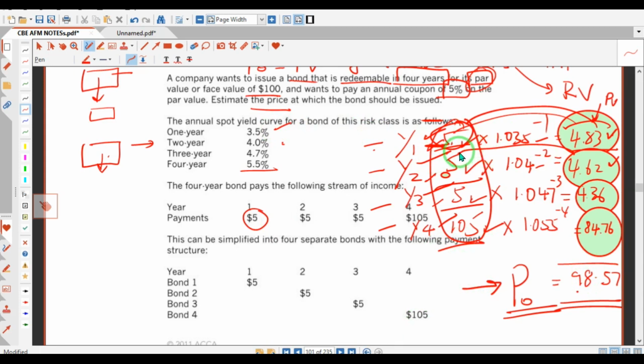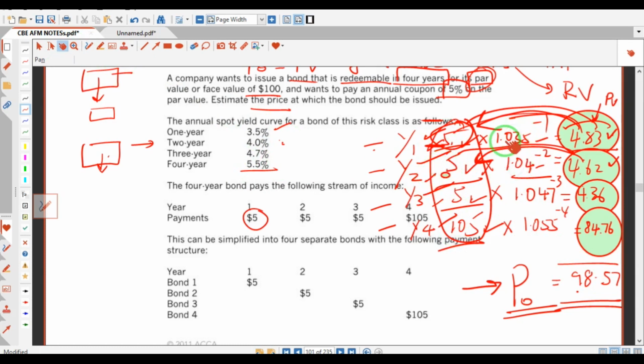Actually, you're getting 3.5% invested. This is something like compounding. You put 4.83, you wait for a year, you get compounded to 5%. You put 4.62, you invest for 2 years, you're actually getting 4% per annum. That's what it means here. I hope you understand this concept of price. The price equals the present value of future cash flows. These are the future cash flows, and this must be discounted.